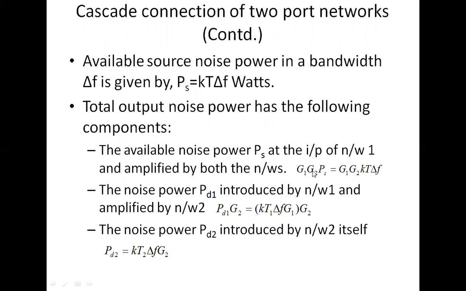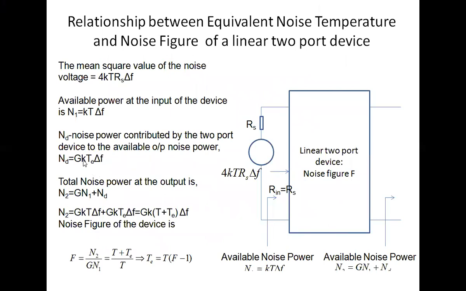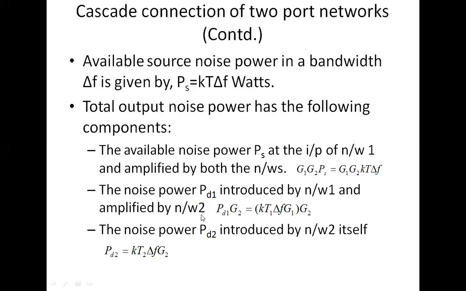So writing expressions for all the three, we have G1, G2, KT delta F replacing for PS. Similarly, PD1 is KT1 delta F G1. This PD1 is now similar to this ND. ND is GKTE delta F. So now we have G is G1, TE is T1. So replacing for PD1, KT1 delta F G1, and G2. And noise power PD2 is KT2 delta F G2. This is for the first device. This is for the second device.